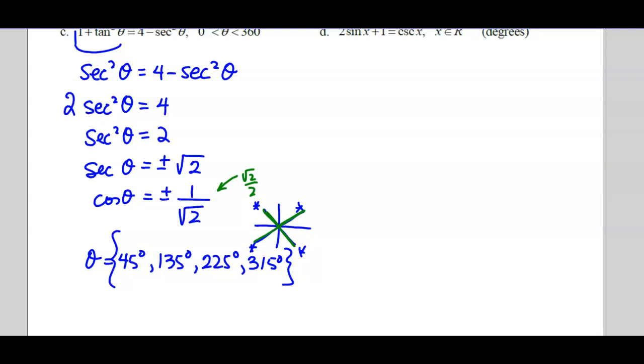What's the difference between all of those? 90 degrees. So if you had to do a general statement, it would be 45 degrees plus multiples of 90 degrees.